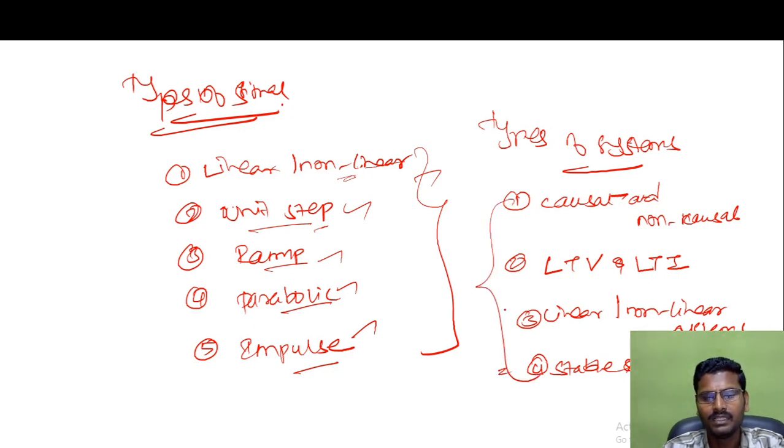So in this class we have seen the definitions of signals and systems, examples of signals and systems, and types of signals and types of systems. In the next class we'll see the different types of signals and systems and their definitions with real-time examples, their related behavior graphs, and their expressions, right?